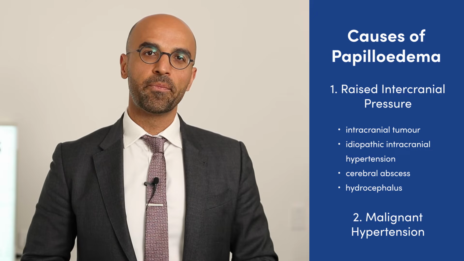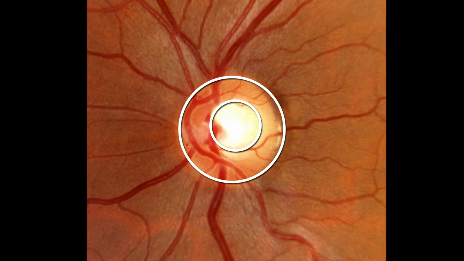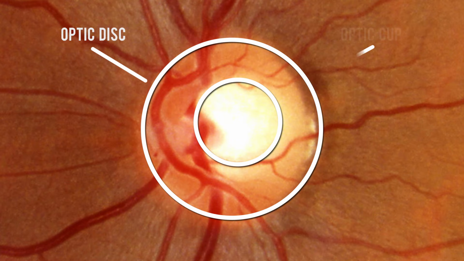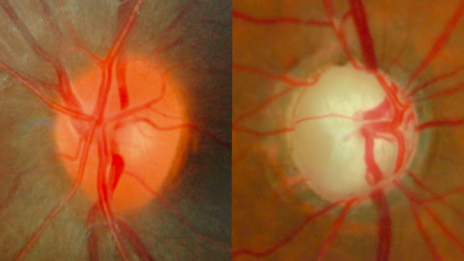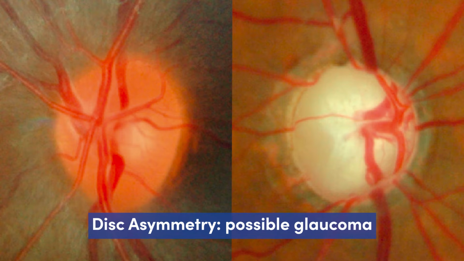The central pale portion of the optic disc is called the optic cup, and the normal ratio of diameters between the optic cup and the optic disc is between 0.3 to 0.5. If the ratio is above this, or if there's a lot of asymmetry between the two discs, then the patient needs to be evaluated for possible glaucoma.